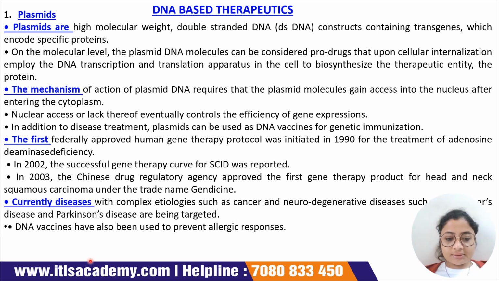And currently, there are diseases with complex etiologies such as cancer and neurodegenerative diseases such as Parkinson's and Alzheimer's disease, which are being targeted using these plasmids as DNA therapeutic agents. And we also have DNA vaccines which have been used to prevent allergic responses.